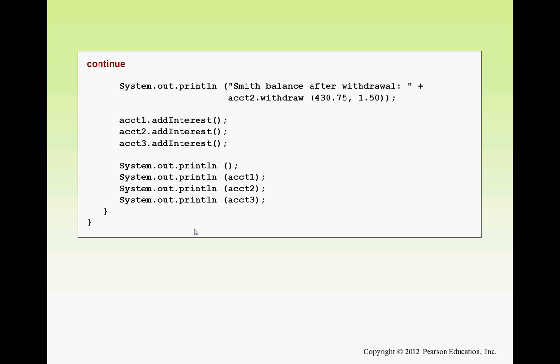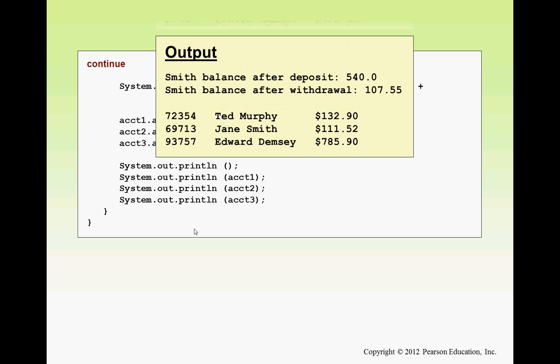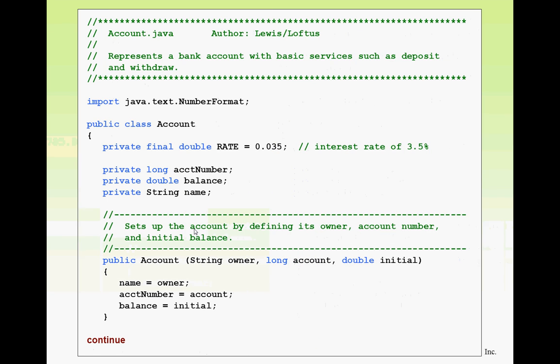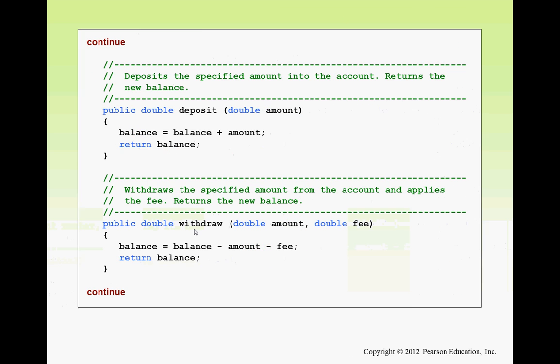If you look at the account class, you have your public account, you have your string owner, long account, and double. Notice here on this screen we have our public double withdrawal. You have double amount and double fee. We use double because we are using our decimals.